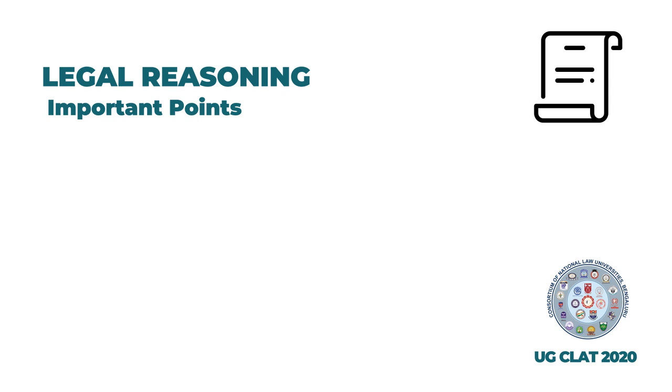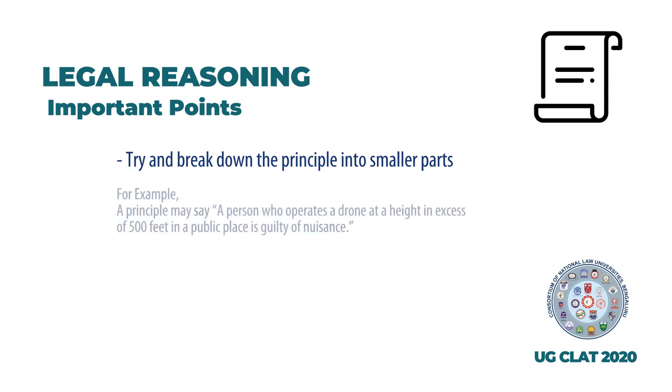Now that you have both the principle and the facts identified, try and break down the principle into smaller parts. For example, a principle may say, a person who operates a drone at a height in excess of 500 feet in a public place is guilty of nuisance. In such a case, you should be able to identify the 3 requirements set out in the principle for nuisance.